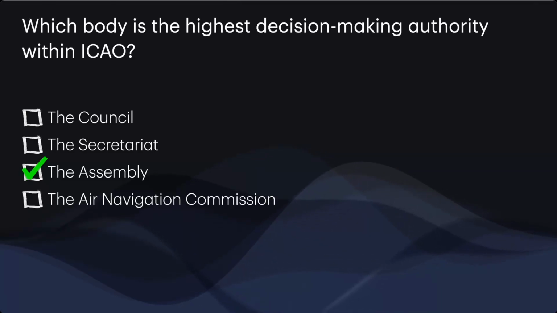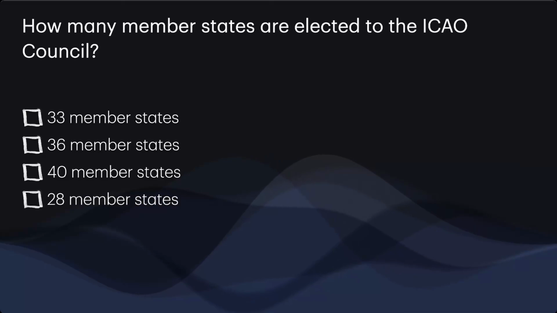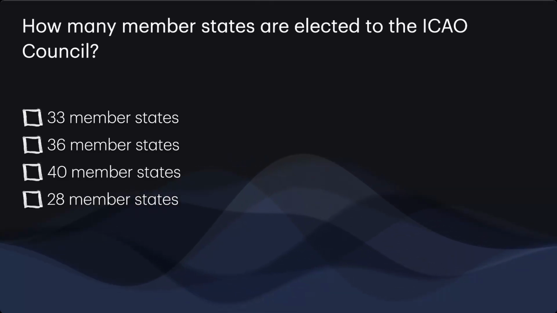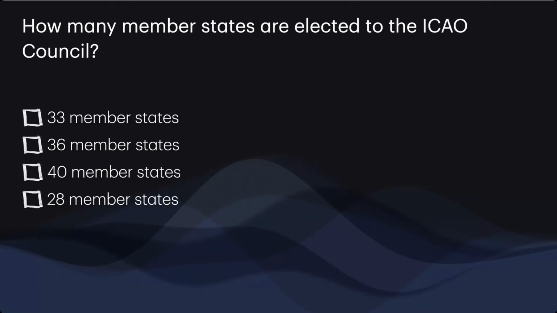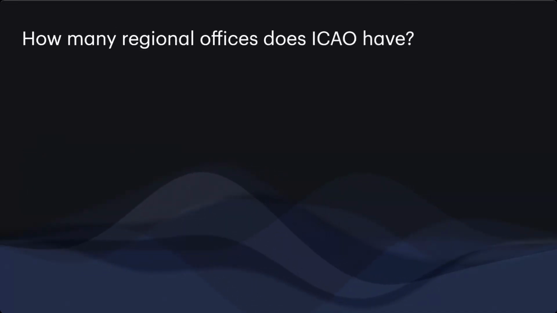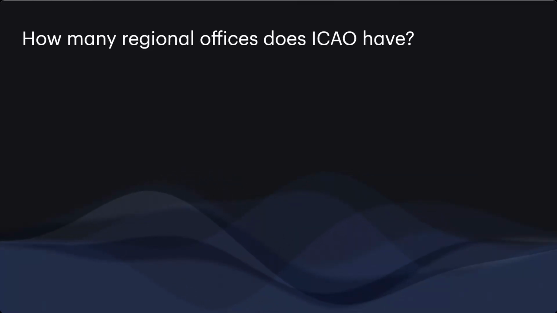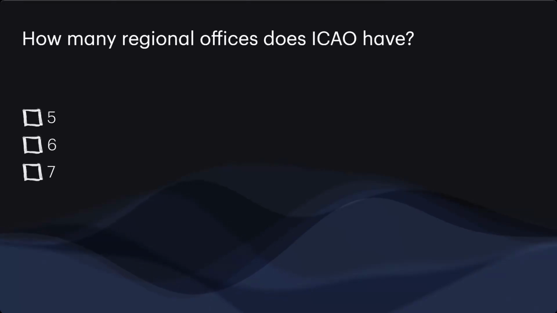How many member states are elected to the ICAO council? I just mentioned in the previous question, there are 36 member states which are elected to the ICAO Council by the Assembly. How many regional offices does ICAO have? To look into the aviation matters of different regions, we have the regional offices. There are 7 regional offices of the ICAO to look into all these different regions. The correct answer is 7.